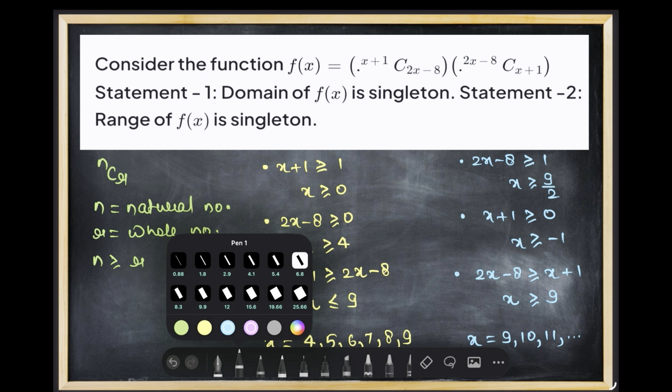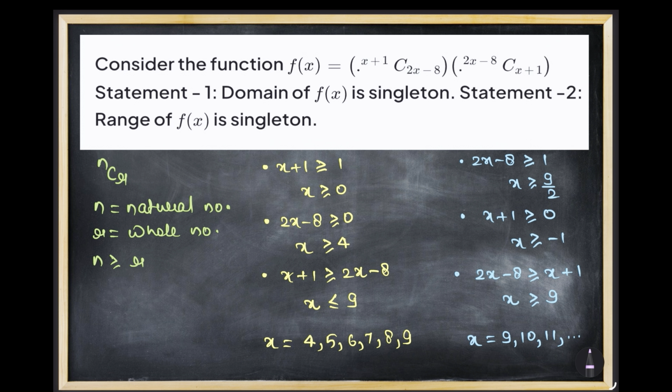Take care of both means what? Intersection. Intersection means what? Required x equals. So if you take the intersection, you will find that only 9 is satisfying. So can I say that required x is 9? So only one value is true. This means the domain is a singleton set.